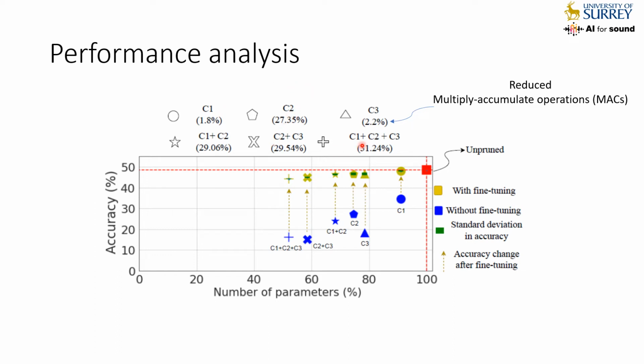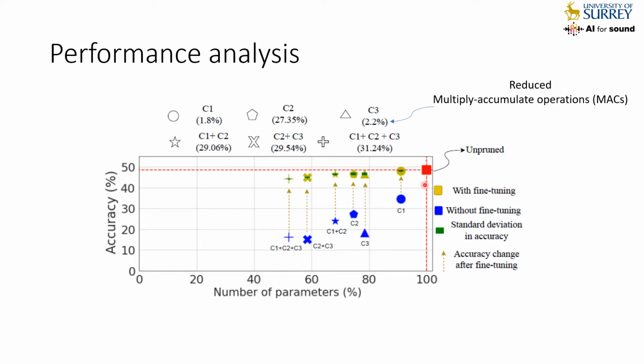And C1 plus C2 plus C3 indicates that all 3 convolution layers are pruned. Here, this red line indicates the baseline performance with 100% parameters and the accuracy without performing any pruning. And these blue objects show the accuracy obtained when no fine-tuning over the pruned network is performed.